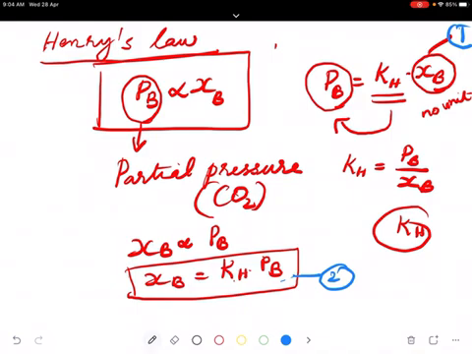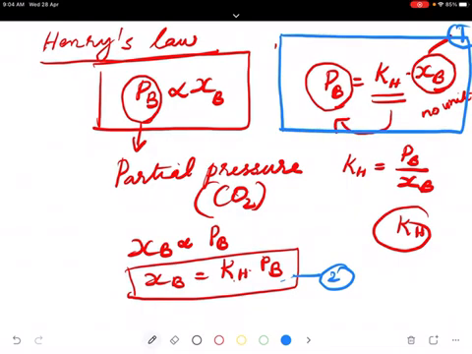Depending upon the KH unit you have, you have to select which equation is to be applied. In the general equation, 99.9% of the time you will see PB is equal to KH into XB. Now let's see what the pressure units are. I told you KH has the unit of pressure, since XB has no unit.